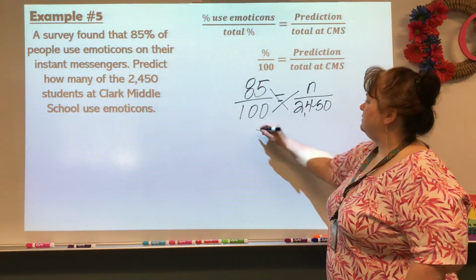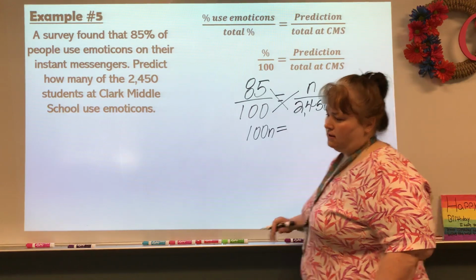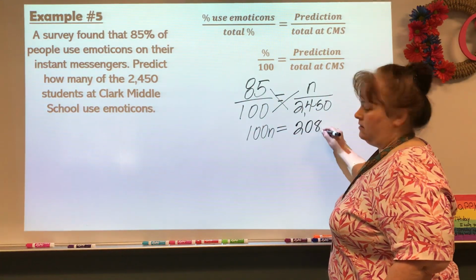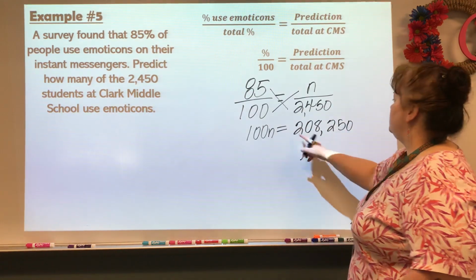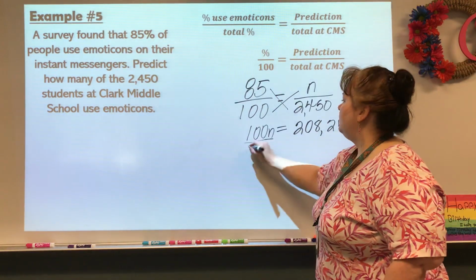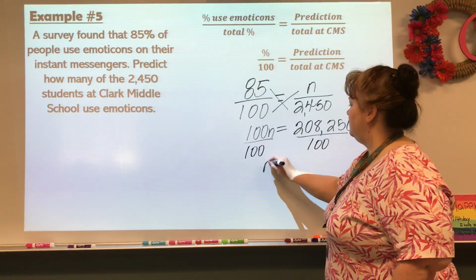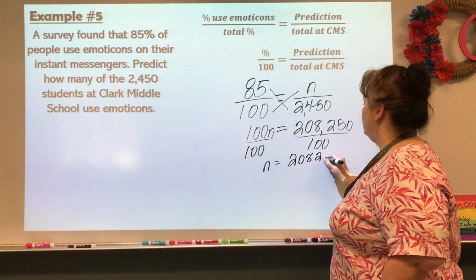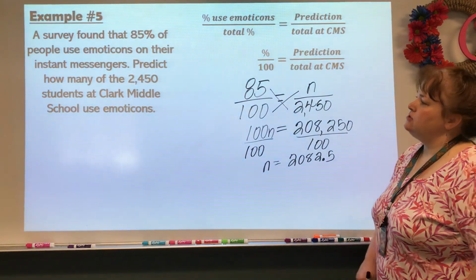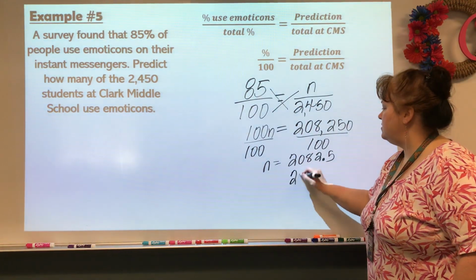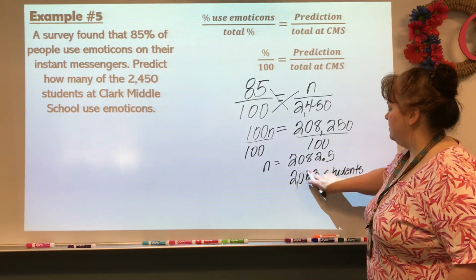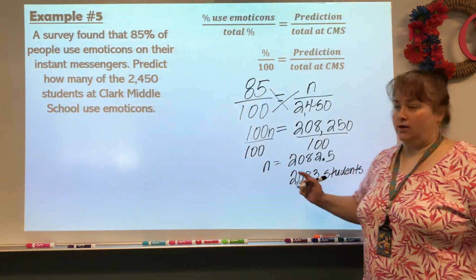So then we're going to cross multiply. 100n equals, I'll turn my page. So it's 208,250 when you multiply 85 and 2,450. Then we're going to divide by 100. So we get 2,082.5. Can you have 0.5 of a student? No. So we're going to round that up. So 2,083 students we would predict use emoticons.